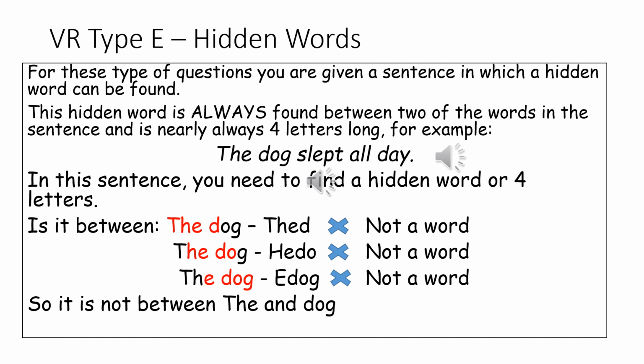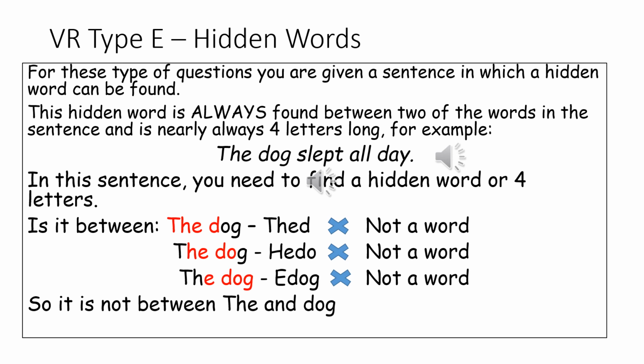Now I want to give you some tips here. What I've done before is I've grabbed a couple of sheets of paper, I've ripped them up so they're about the size of your fingertips, okay, and I use 2 of these sheets and I run them over the sentence, looking at the 4-letter possibilities between the 2. And let's have a look at some of the findings. So in this sentence, you need to find a hidden word of 4 letters. So it's between either the and dog. So let's see what that could possibly be.